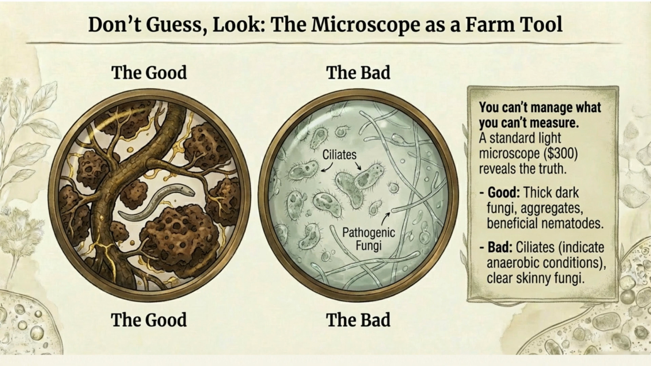Don't guess, look. The microscope is a vital farm tool. You can't manage what you can't measure. A light microscope reveals soil truth. Good signs include thick, dark fungi, aggregates, and beneficial nematodes. Bad signs, such as ciliates and clear, skinny fungi, indicate anaerobic conditions.